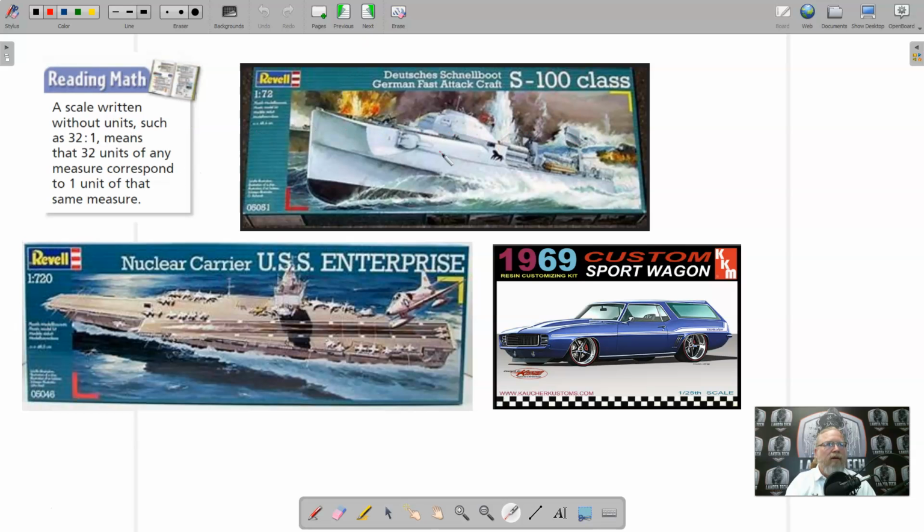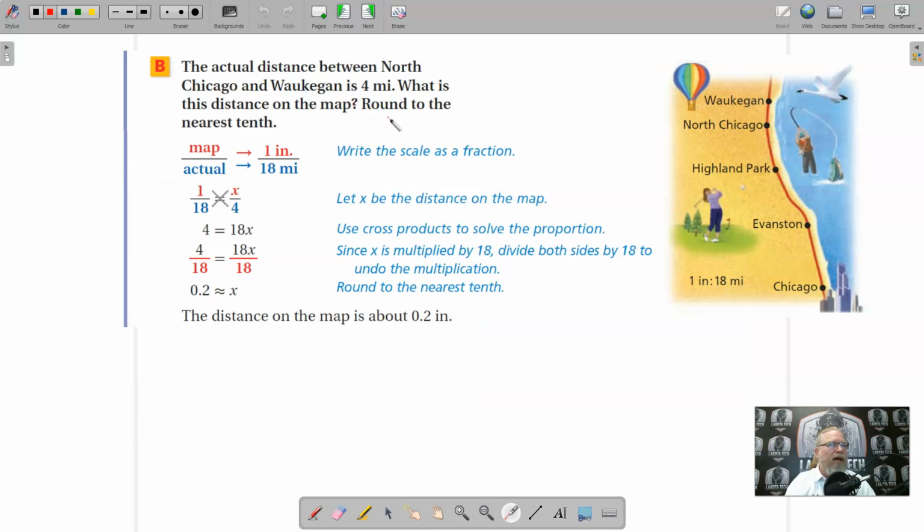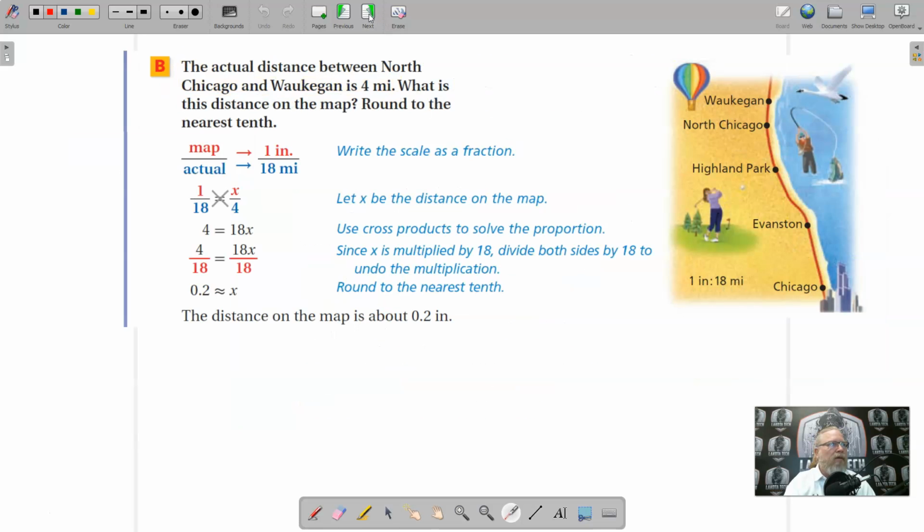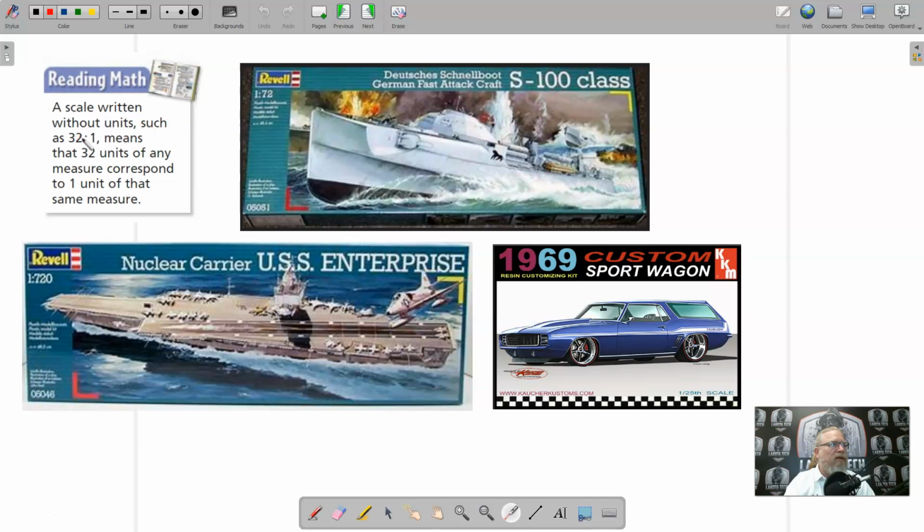Whenever we're talking about scale, here we have a scale written without units, such as 32 is to 1. Notice that there's no units on there. Unlike before, whenever we had the, I want to go back here. Do they give us the scale? Yeah, right here. Notice that the scale drawing on the map is 1 inch is to 18 miles. Well, the first value is in inches, whereas the second is in miles. But what if we have something like this where we just have 32 is to 1? Well, this means that there are 32 units of any measurement that correspond to 1 unit of that same measurement.